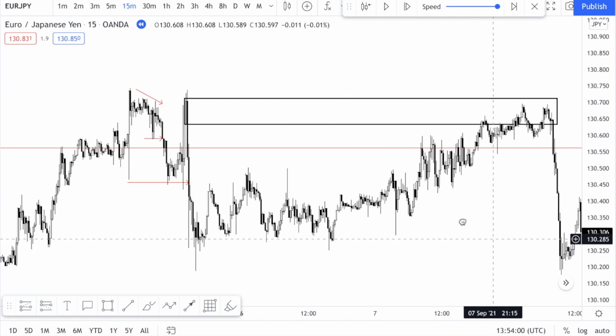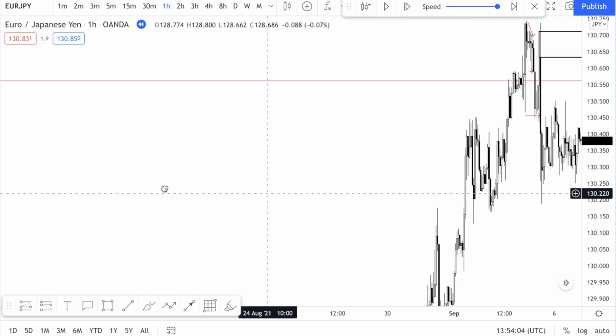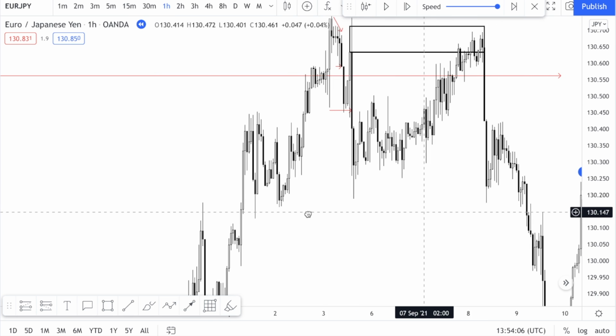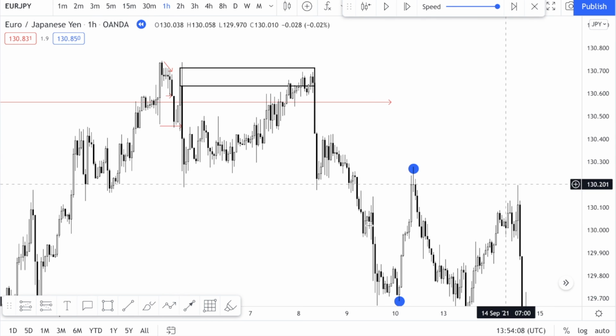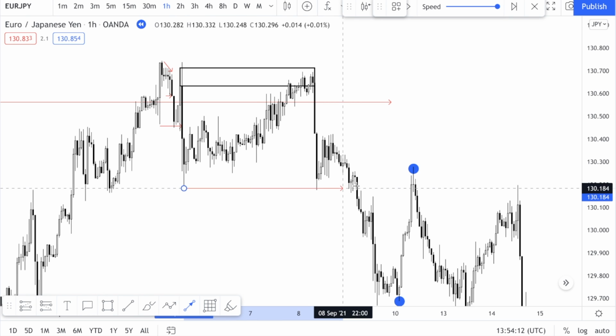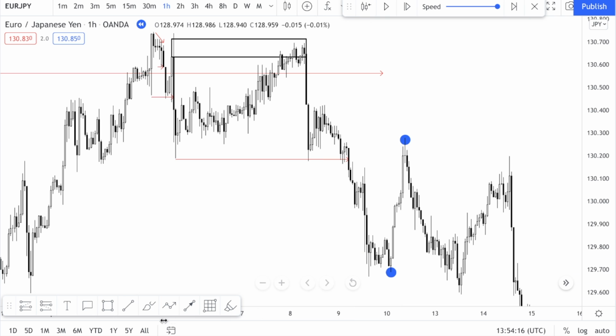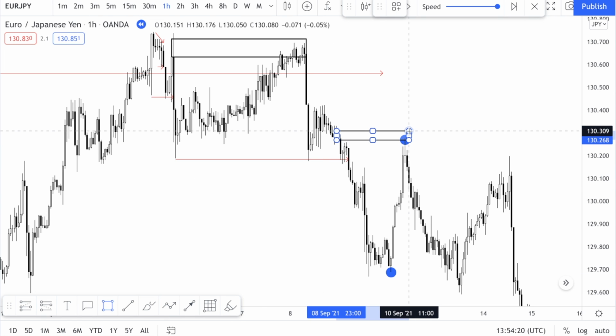And then what does price do? If I just jump up to 1 hour, it'll be easy to see. What does price do after that? We then break structure again. We've created a new low. The supply that did that was here.